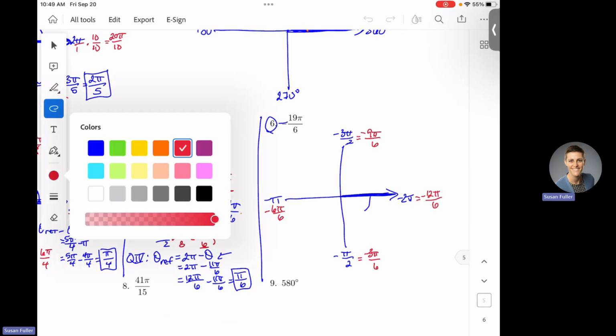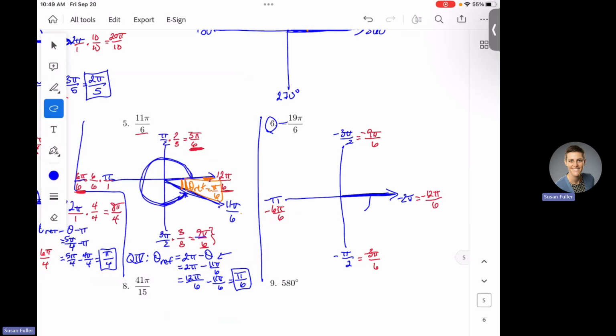Okay, so now we have our common denominators, and we can go. So we're going to start at our initial side on the positive x-axis and go clockwise to here, negative 3. I have to go to negative 19, so I'm going to keep going. Negative 6. I have to keep going. Negative 9. I have to keep going. Negative 12. I still have to keep going. I'm not there yet, so I'm going to go all the way around the circle and keep going.